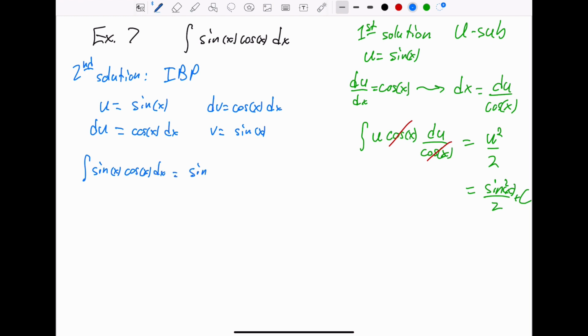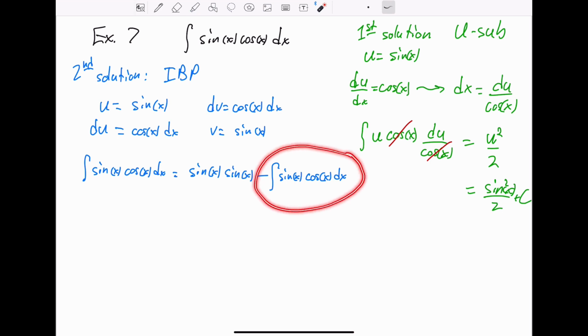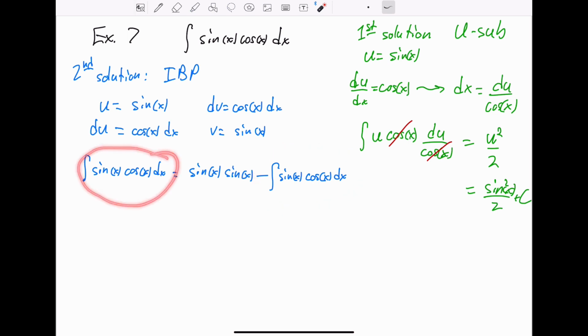We have u times v minus the integral of v du. Now, take a look at what happened. This is quite interesting. After applying the integration by parts formula, our integral on the right-hand side of the equation matches the integral that we started with on the left. This looks rather strange. It seems almost as though we're going in circles. We have the same integral that we started with, so how do we continue with the problem?